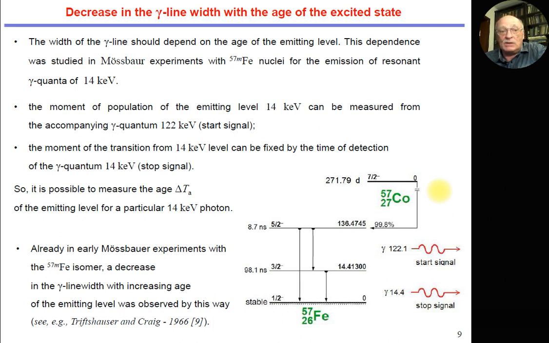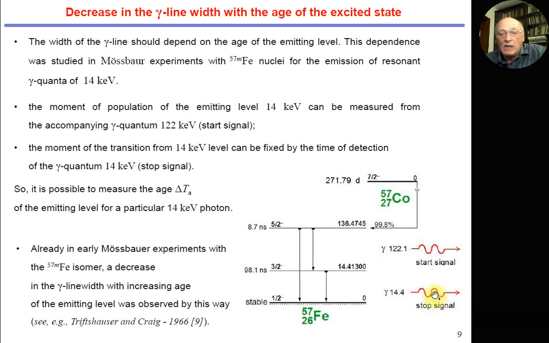This dependence was studied in Mössbauer experiments with iron-57 nuclei for the emission of resonant gamma quantum of 14 keV. Here is the energy levels scheme of the iron-57 nucleus forming in cobalt-57 decay. The moment of population of the emitting level of 14 keV can be measured from the accompanying gamma quantum of 122 keV. It is a start signal in time. The moment of the transition from the 14 keV level can be fixed by the time of detection of the gamma quantum of 14 keV. It is a stop signal in time.